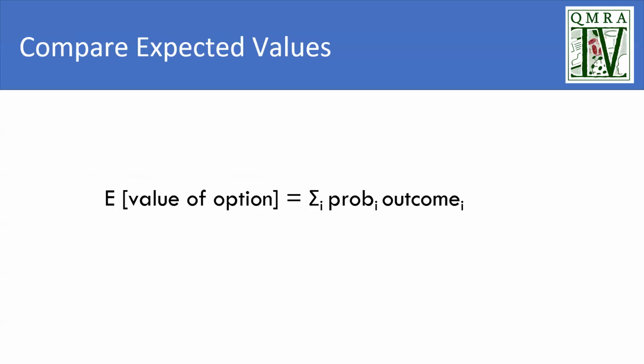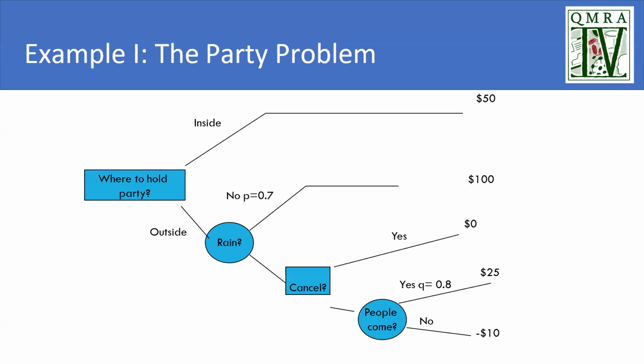The equations to calculate expected value are basically this. The expected value for the option is always going to be the sum of the probabilities times the outcome, as I showed in our graphical sketch previously. Next, I will walk through an example.